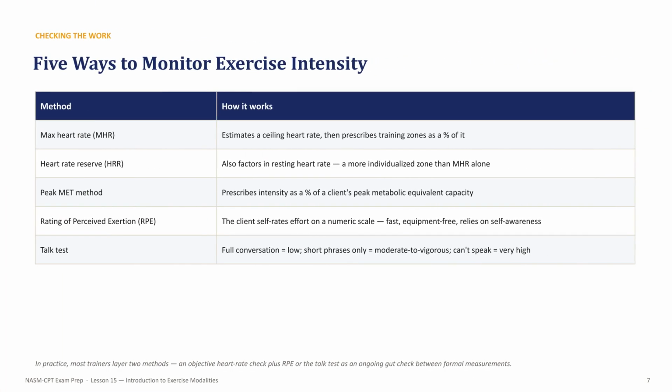Now let's check the work. How do you actually monitor intensity? Max heart rate, or MHR, estimates a ceiling heart rate, then prescribes training zones as a percentage of it. Heart rate reserve, or HRR, also factors in resting heart rate, a more individualized zone than MHR alone. The peak MET method prescribes intensity as a percentage of a client's peak metabolic equivalent capacity.